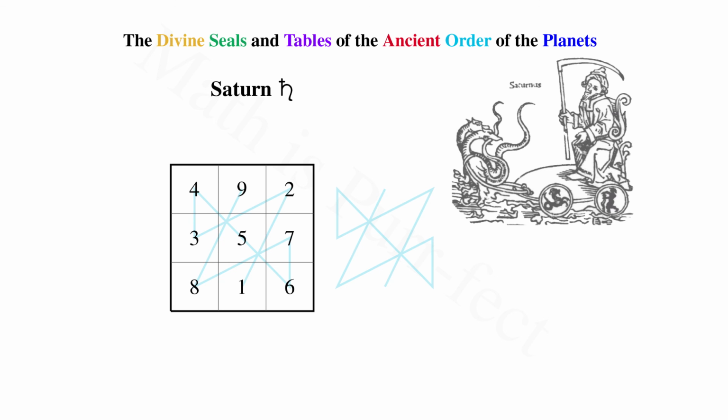Taking this sigil on its own, we arrive at the divine seal for the Intelligentia Saturni, along which names can be found by associating the numbers with their Hebraic equivalents: Aleph, Bet, Gimel, Dalet, Hey, Vav, Zayin, Chet, and Tet.